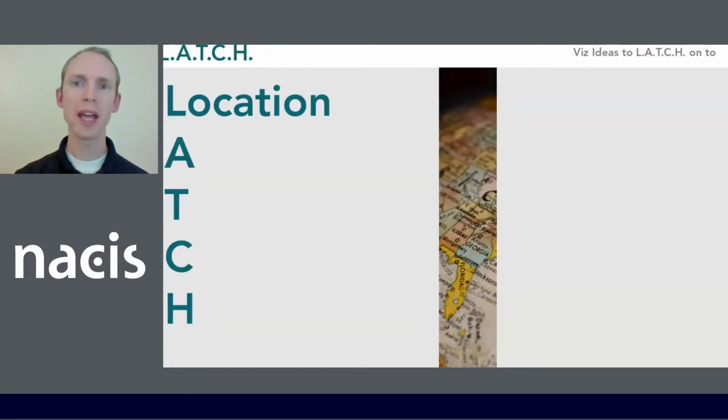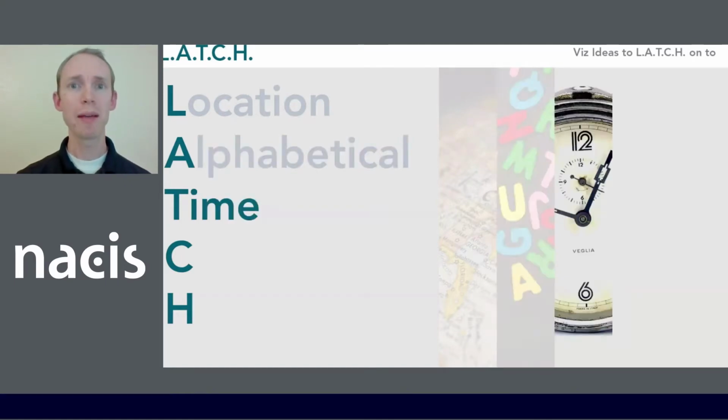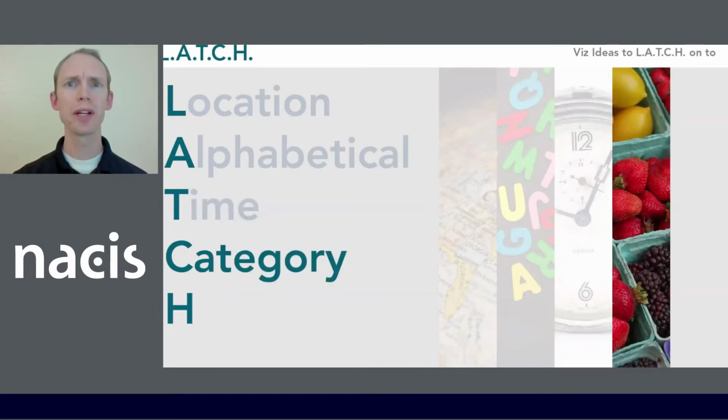L.A.T.C.H stands for location, which is you can organize your data spatially. Works really well for us because that generally lends itself to a map. Alphabetically, so A to Z, a way to organize your data, usually in a list or some sort of table. You've got time, where you can organize your data chronologically, often in a timeline. Then there's categories. So if you can group your data into areas of like attributes, then you've got categories that you can compare and contrast.